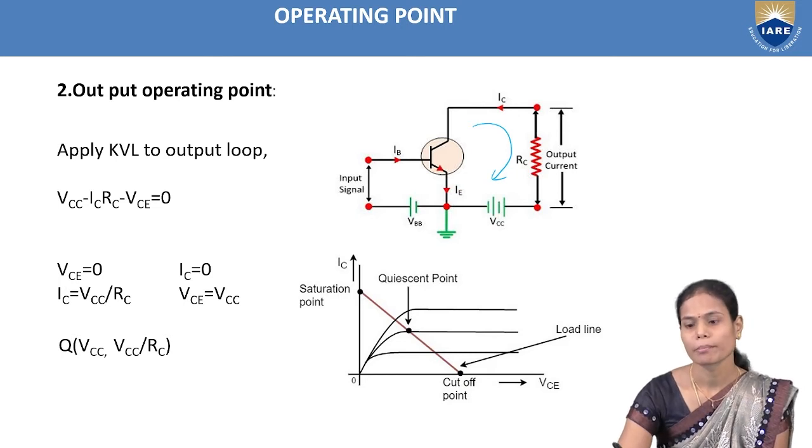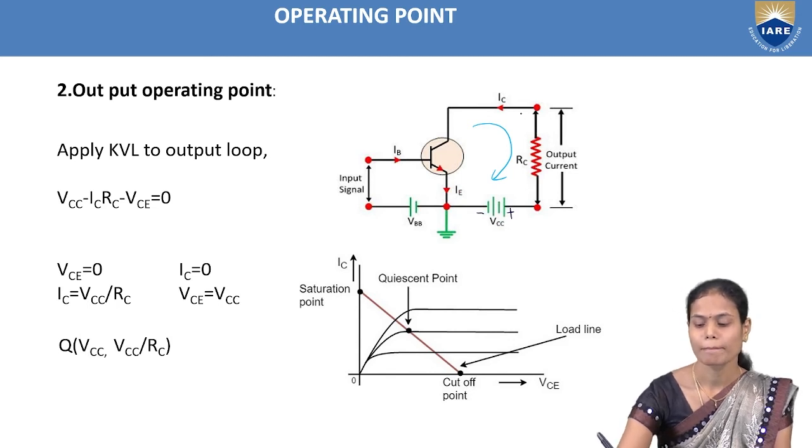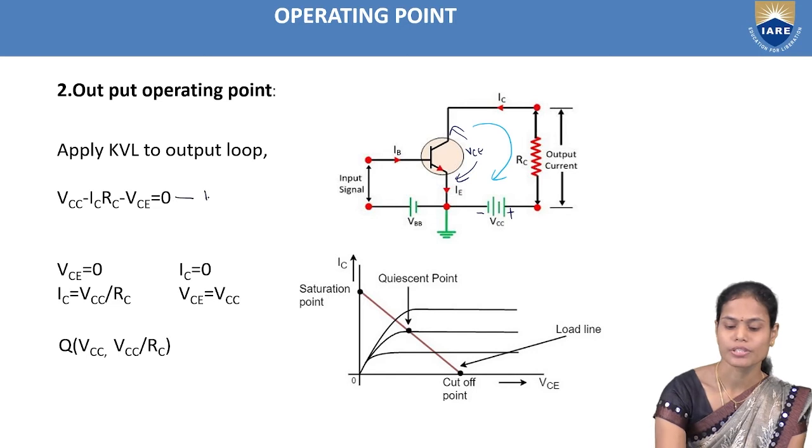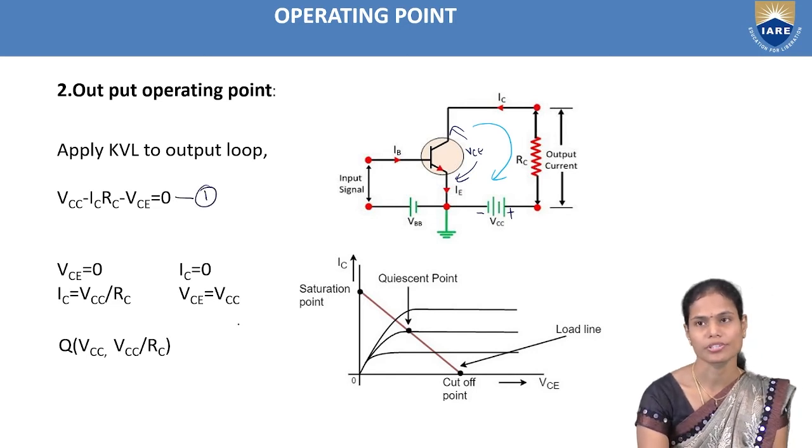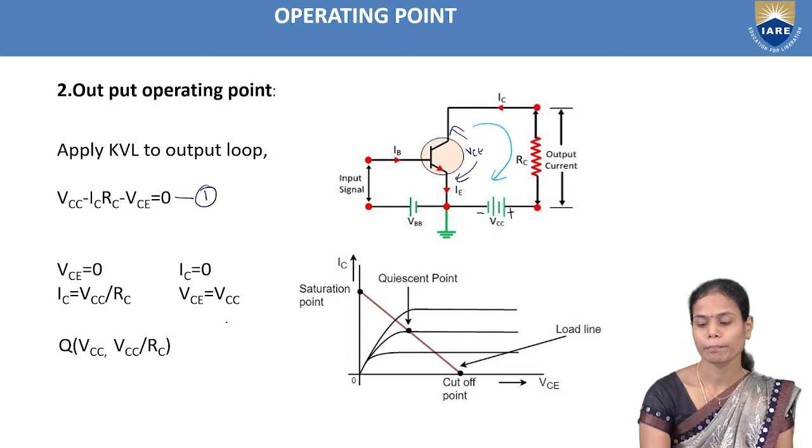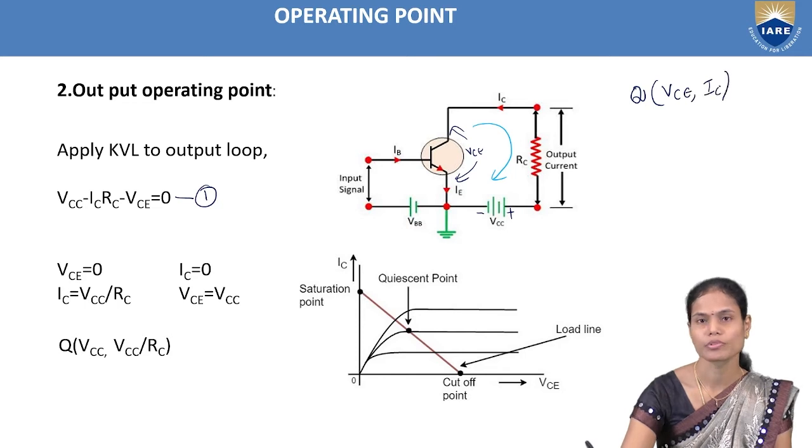Okay, so once we apply the KVL to the output port, we will get VCC minus the drop across the collector resistance, that is ICRC, minus VCE equal to 0. I am taking it as my first equation. To find the operating point or Q point, we need to find VCE comma IC, the output voltage as well as output current of the amplifier.